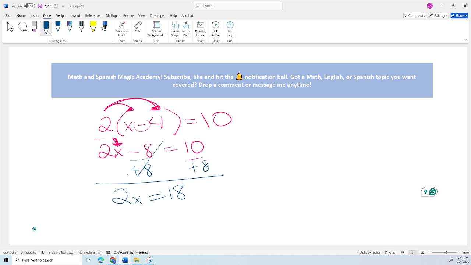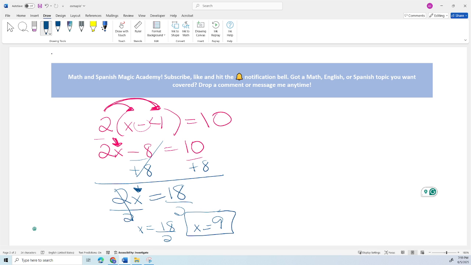Then we have to isolate x still. The 2 and the x are together, so that means that they're multiplying. The opposite of multiplication is division. So I'm going to divide both sides by 2. This cancels out, and then x equals 18 divided by 2. And 18 divided by 2 is 9. So I already solved this equation.